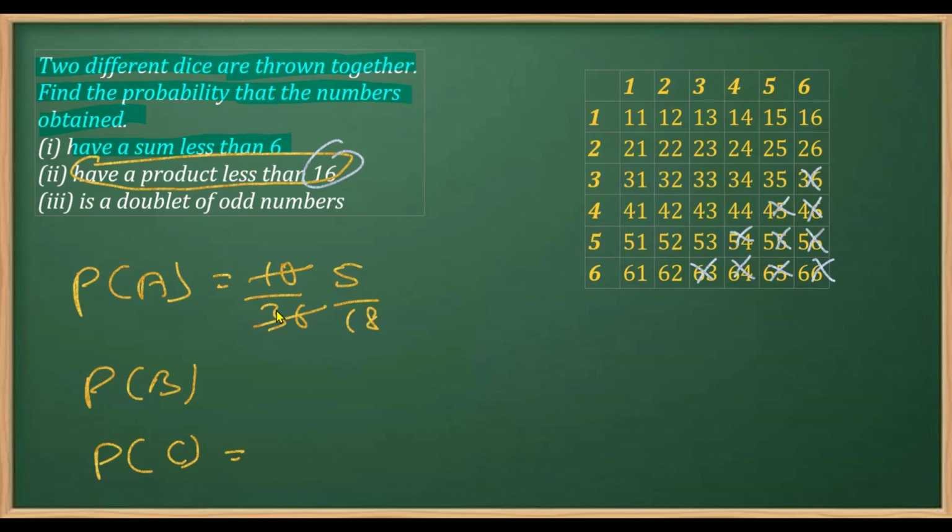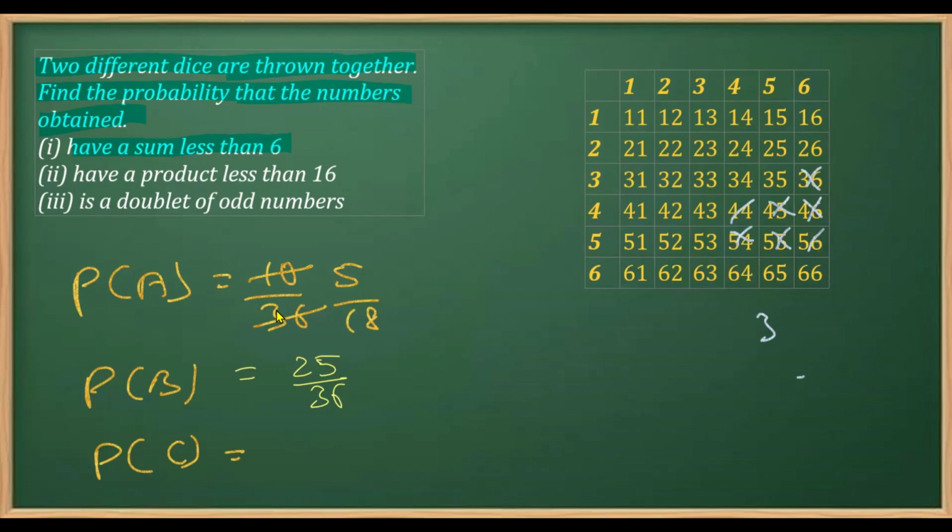The leftover numbers will give you a product which is either 16 or less than 16. But we have to say less than 16. Be careful, 16 should also not be included, so I have to erase this also. The rest are correct. From 36, I just have to see how many of them we have to cancel: 4, 5, 6, 7, 8, 9, 10, 11. So remove this 11, and we are left with 25. So the required probability for the second case will be 25 over 36.